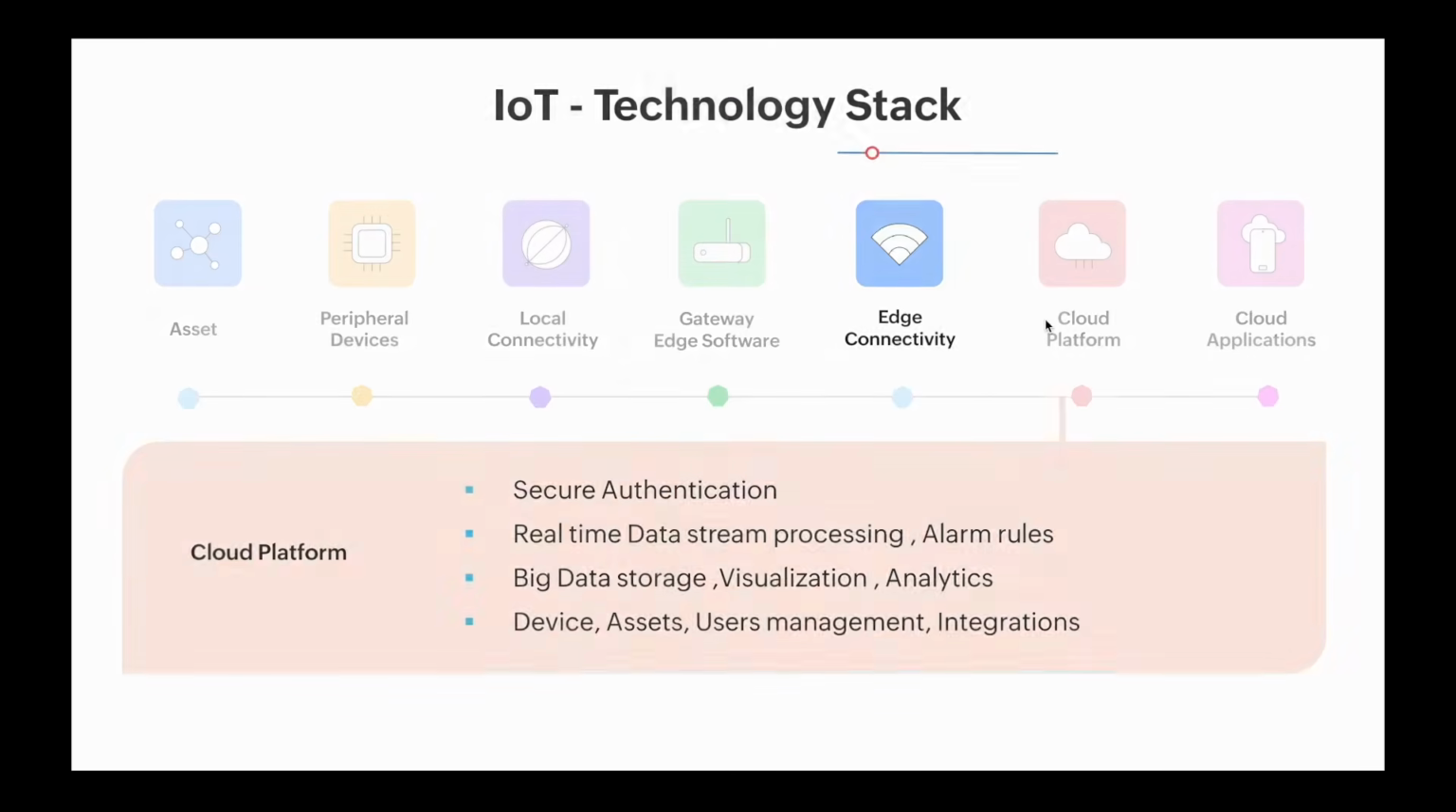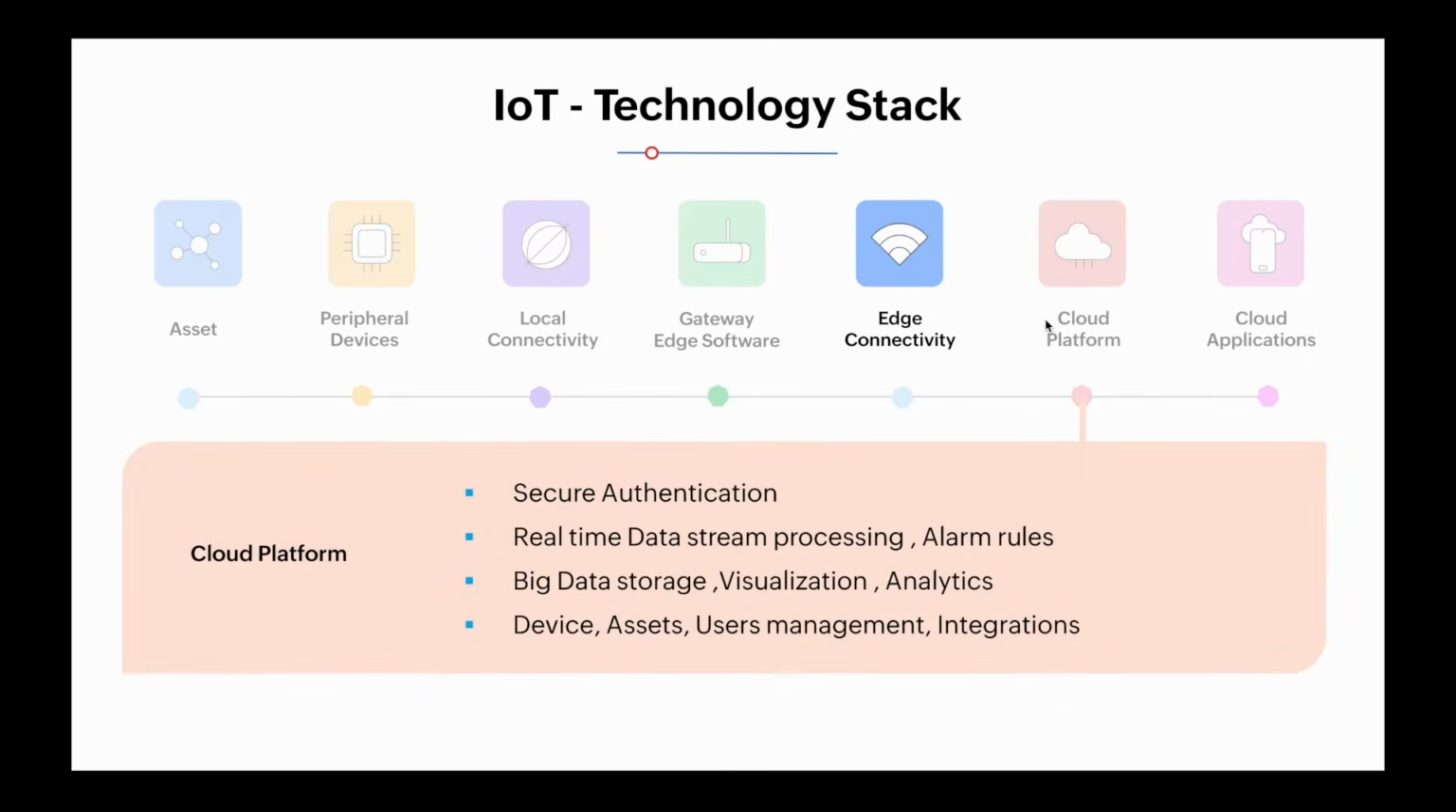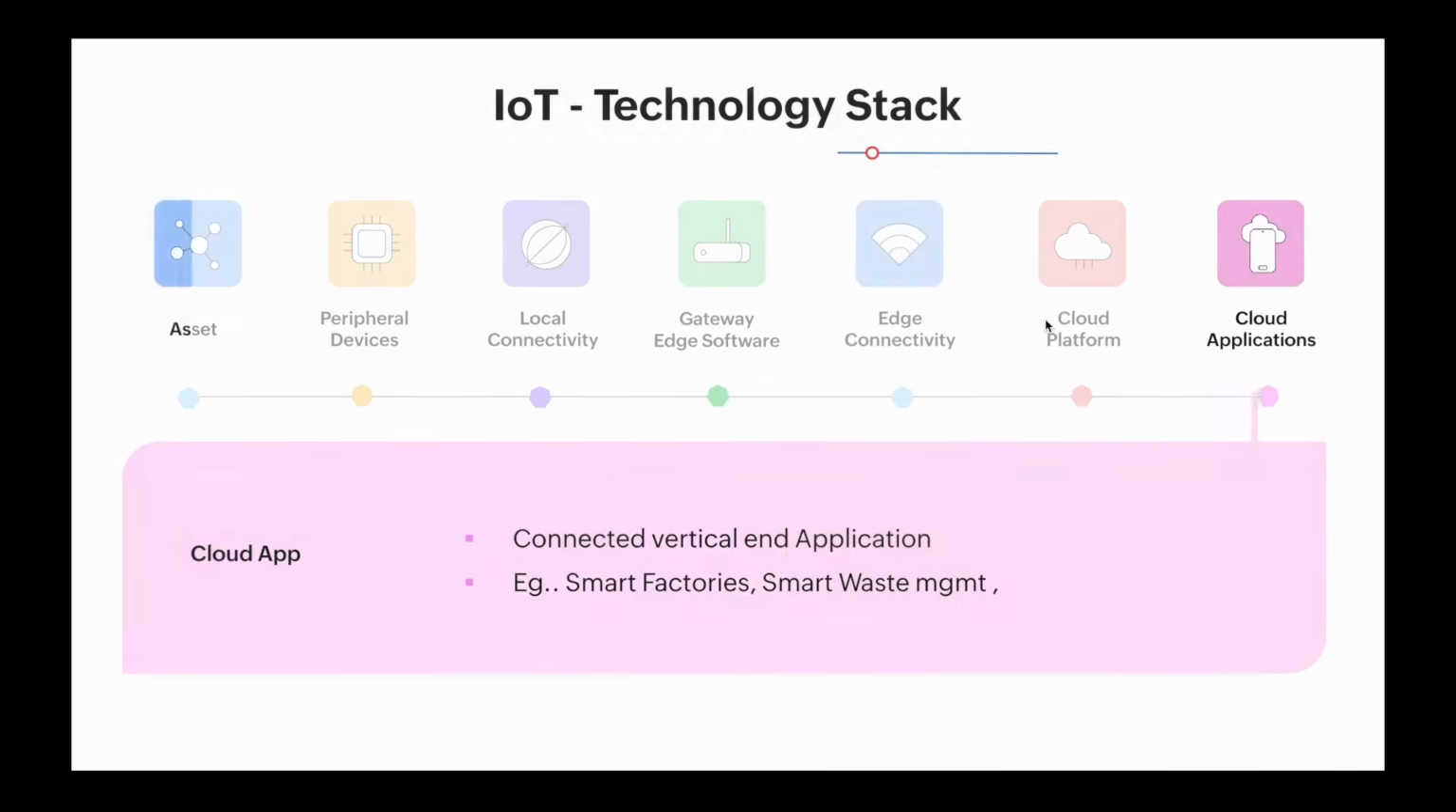So the next one would be the cloud platform. This is required to process or authenticate these multiple device sessions in a secure way, handle the real-time data in stream processing, and process the alarm rules. It has to store huge volume of data and visualize them, and also has to hold all these functional modules like devices, assets, users, and all other application modules. And the cloud applications are those vertical, end user facing applications that we build on top of the platform. So this summarizes the entire IoT technology stack.